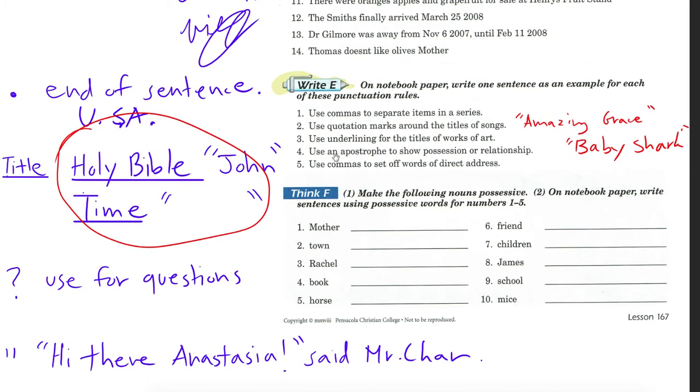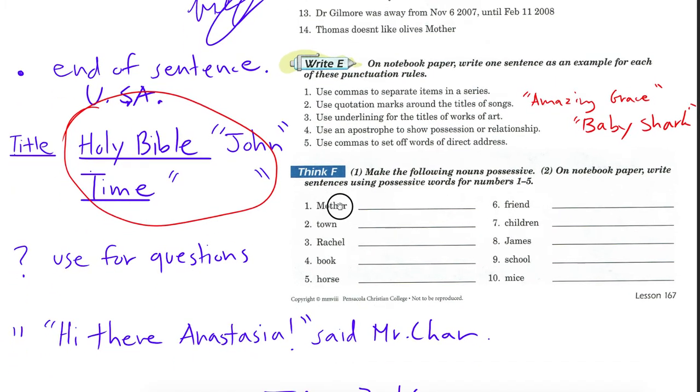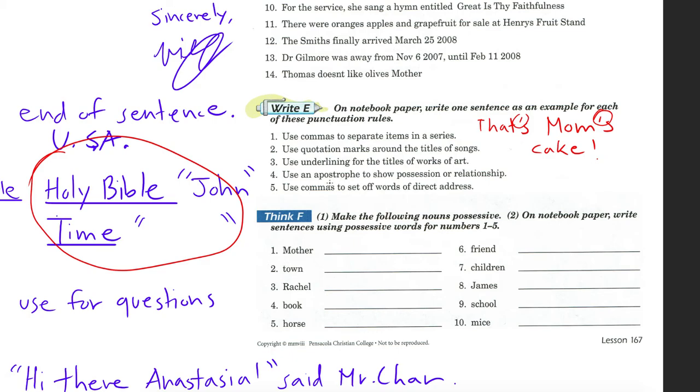Use underlining. Okay, sorry. Use an apostrophe to show possession or relationship. Oh yeah, so the apostrophe is also for possession, right? For example, you would say, so apostrophe for contraction and also for possession. So that's Mom's. Mom should be capitalized because you're referring to her as her name. Mom's cake. That's Mom's cake. All right, so the apostrophe shows that the cake belongs to Mom. Something similar to that.